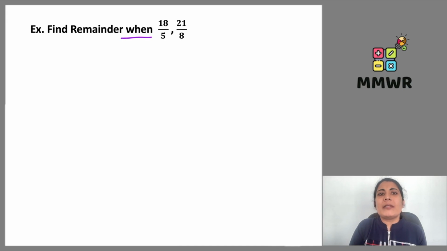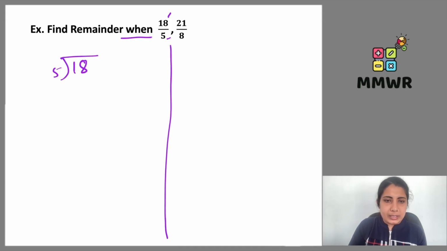So find the remainder when 18 is divided by 5. When I divide this 18 by 5, I'll make two sections here. First of all, 5 ones are 5, 5 twos are 10, 5 threes are 15, right? Now 18 minus 15 gives me remainder 3 here, right? Remainder I got is 3 here.